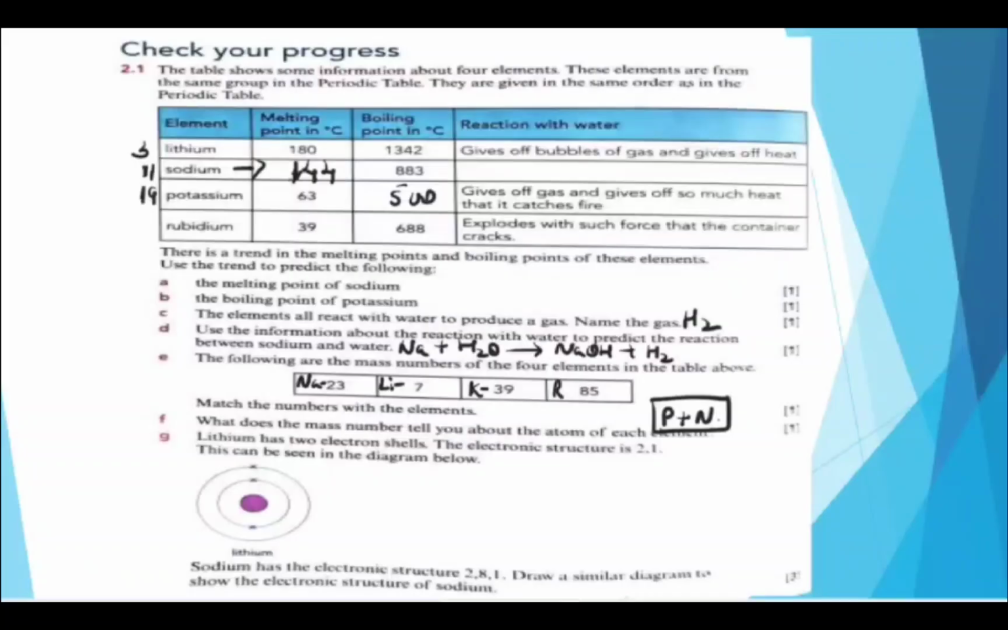Draw a similar diagram to show the electronic structure of sodium. Children, we've practiced this. Yes or no? We have. Yes, so first shell has 2 electrons. Second will have 8. So done with 10, and this is how you will make your sodium atom.